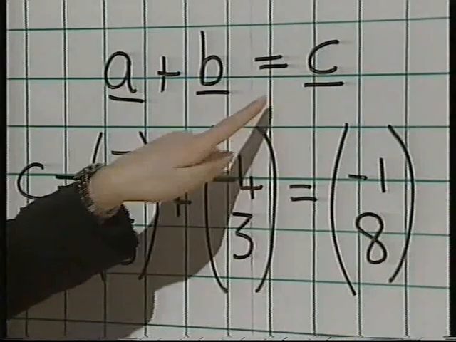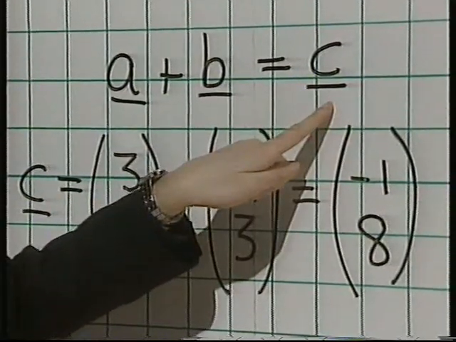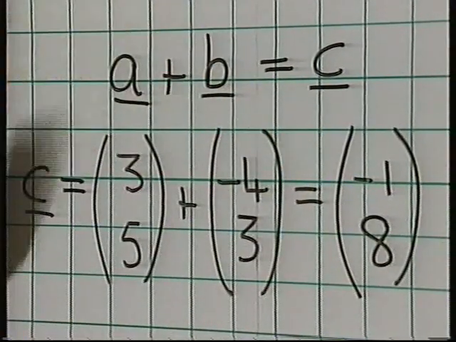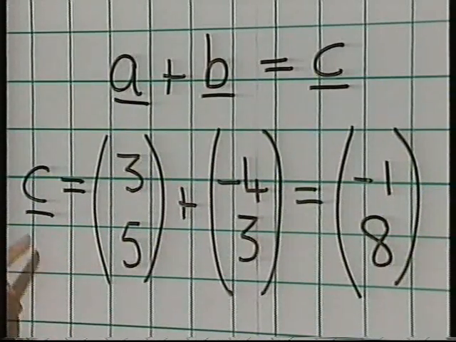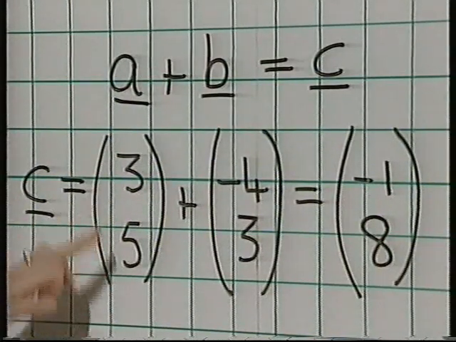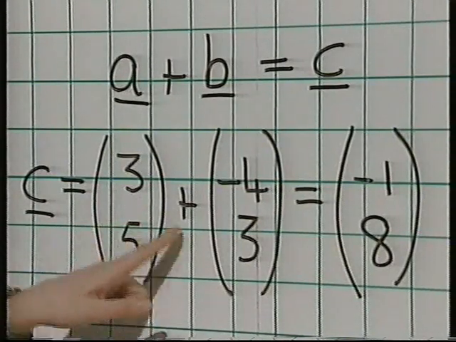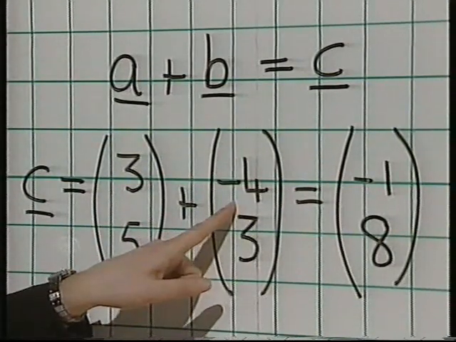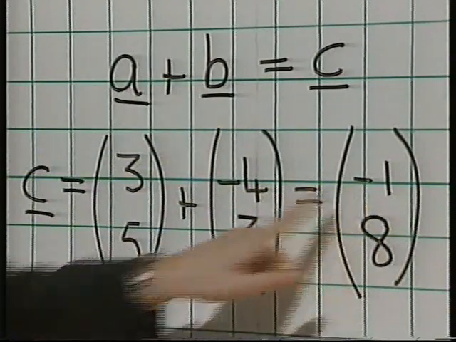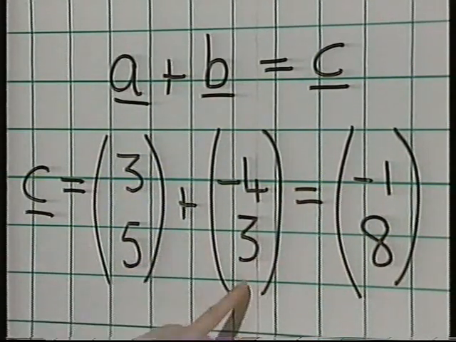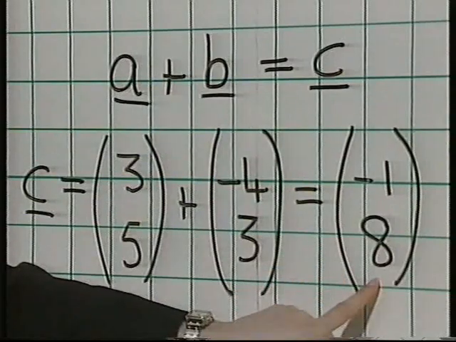So a plus b equals the resultant vector c. And if we introduce the column vectors here, we can find c. c equals a plus b. Taking each one in turn, we have 3 plus minus 4. That gives us minus 1. 5 plus 3, and that gives us 8.